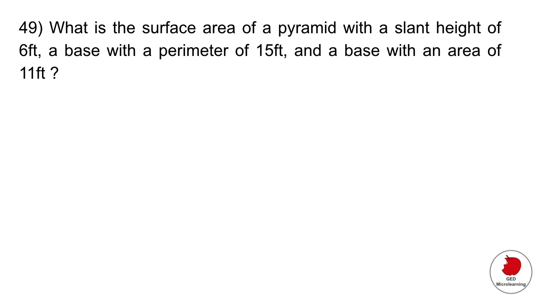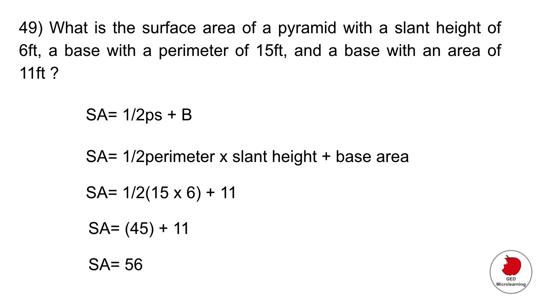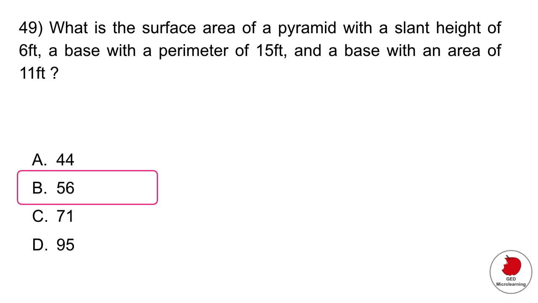Okay, so here what you have to remember, well, you don't have to remember, but the equation that you would use is this one, which is the equation for the surface area of a pyramid, which is this. So 1/2 of the perimeter multiplied by the height plus the base area. Okay, so they've told us in the question that the perimeter is 15 and the height is 6. So you would multiply that together plus 11, which was the base area. All right, and when you solve that equation, it gives you 56, which is option B.